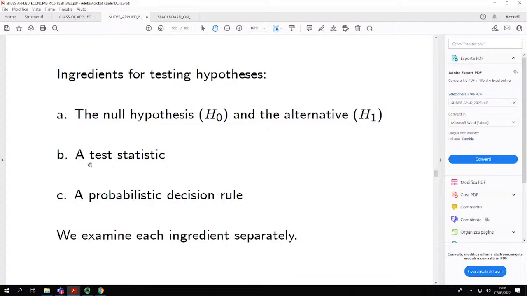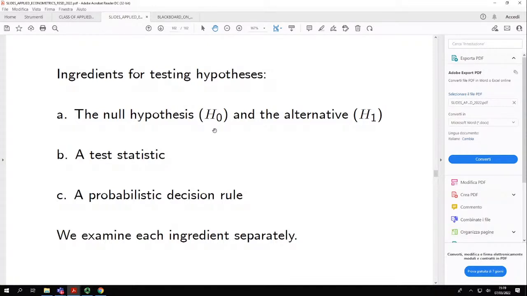The second ingredient is a test statistic. At the end of the day, a test statistic will be a function of our data, so it will be a random variable. And as a random variable, if we know the distribution of the random variable under the null and under the alternative, we can use probability to decide whether we accept or reject the hypothesis we are concerned with, okay? And finally, we were discussing the probabilistic decision rule.